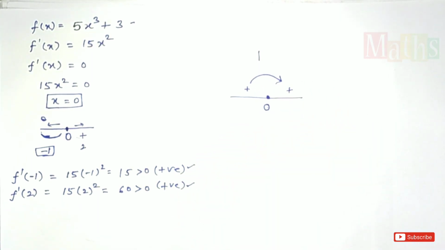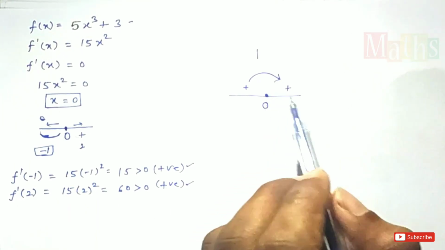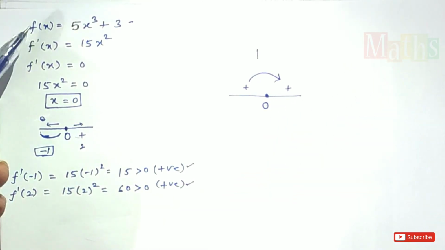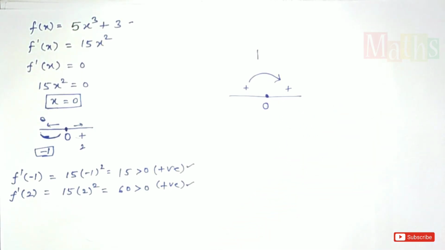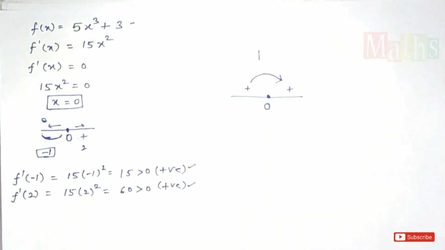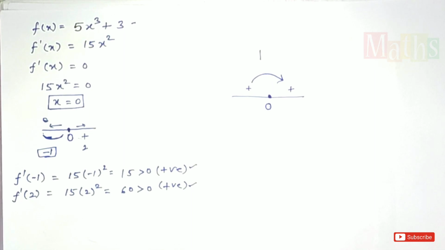That means at this point our function f(x) is neither minimum nor maximum. So this point is known as the point of inflection. Okay students, I think you are getting my point.